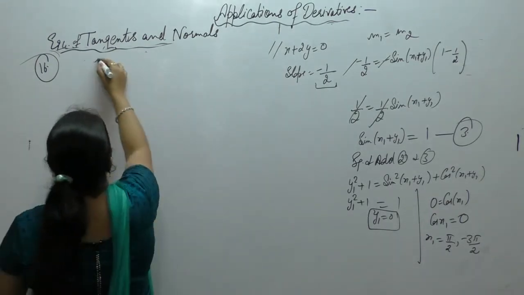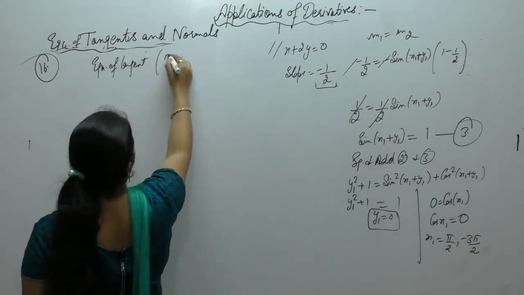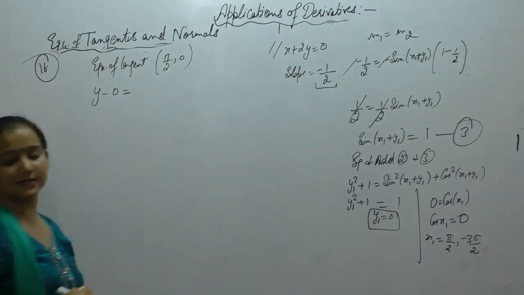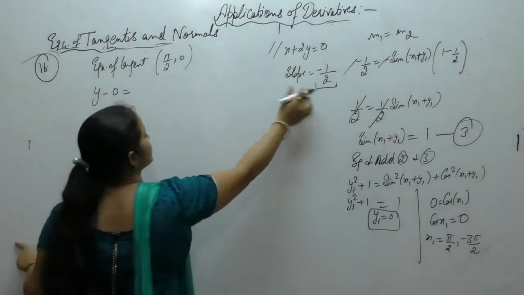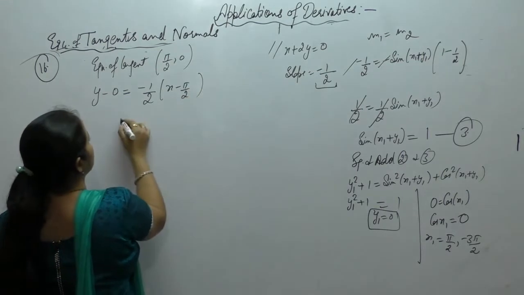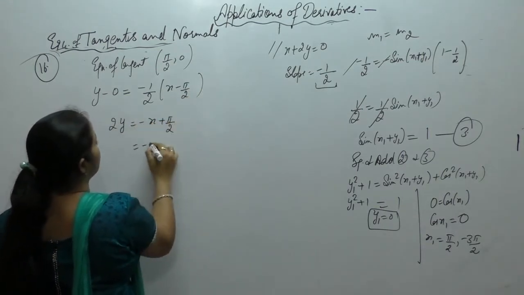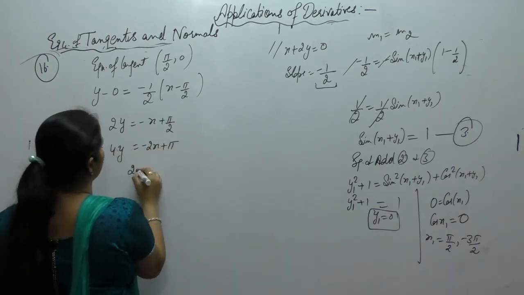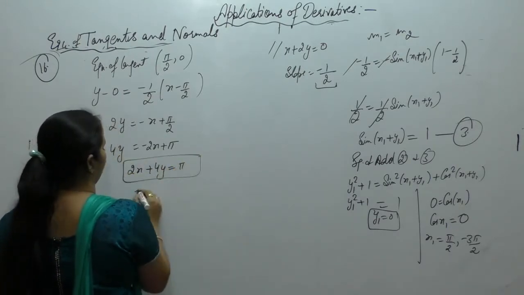So equation of tangent, when it passes through pi by 2, 0, y minus y1 is equals to slope of tangent is equals to minus 1 by 2 x minus x naught. So 2y minus x plus pi by 2 minus 2x plus pi 4y. So we get 2x plus 4y is equals to pi.